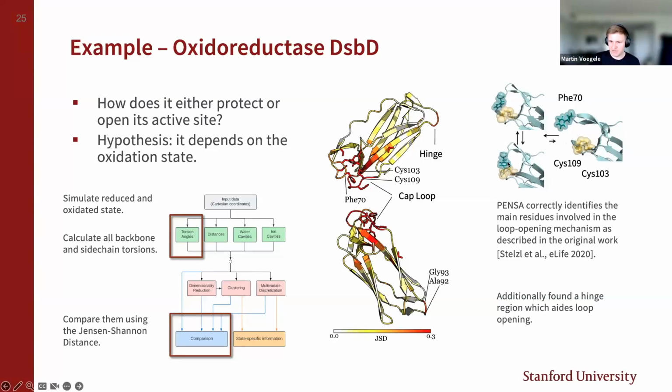So the process is that this phenylalanine in the oxidized state cannot remain in its original position, but is pushed away a bit by this disulfide bond, and then in the reduced state can move closer and further apart, which then opens or closes the gap. Additionally, we also found this hinge region that the original authors could not identify. So we did not just confirm what they found, we also found a bit on top.